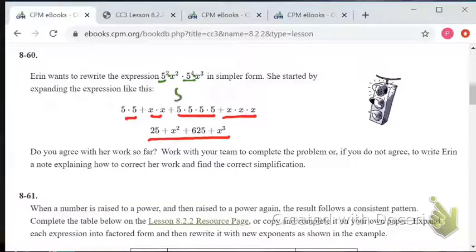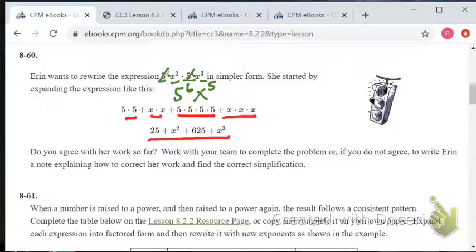Oh, hold on one second. 2 plus 4 is 6. Okay, so I'm done with that. Now I have x squared times x to the 3rd. 2 plus 3 is 5. So I get 5 to the 6th, x to the 5th. That should be your final answer, okay?